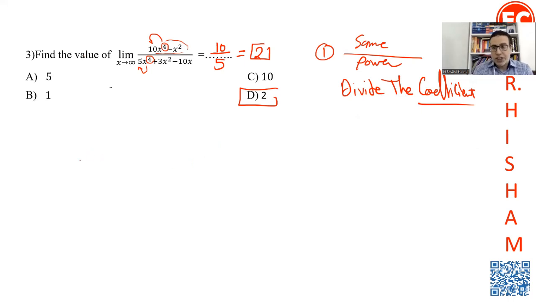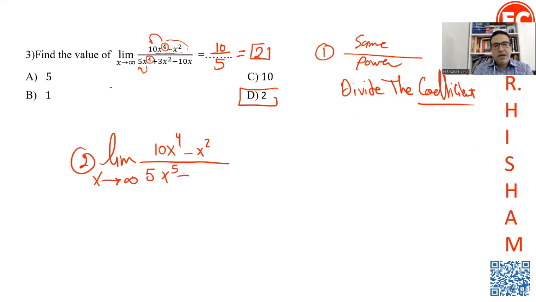What if they changed the question and gave you the limit as x tends to infinity of 10x power 4 minus x squared divided by 5x power 5 plus 3x squared minus 10x? In this case, the numerator will be smaller than the denominator, and directly the answer is equal to 0. So in the first case, I have the same power of x in the numerator and the denominator, but in the second case, the power in the numerator is smaller than the denominator.